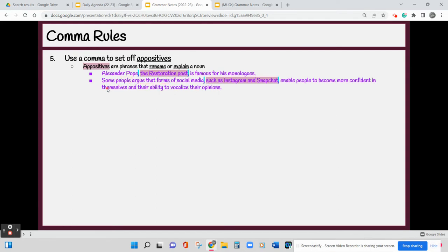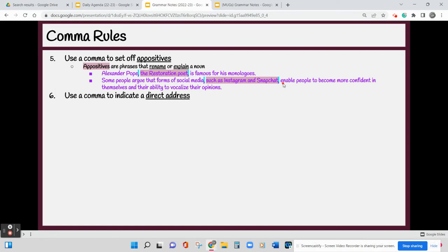Take a look at the second example. Some people argue that forms of social media, such as Instagram and Snapchat, enable people to become more confident in themselves and their ability to vocalize their opinions. So this little phrase right here is explaining more information on social media, forms of social media. So that's why we use commas here.